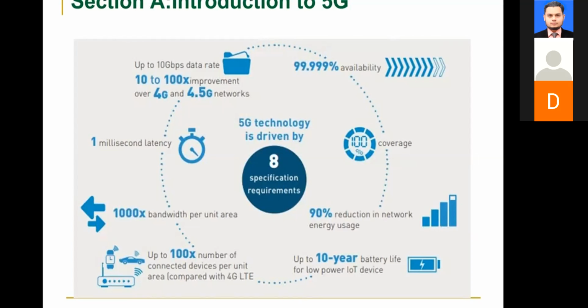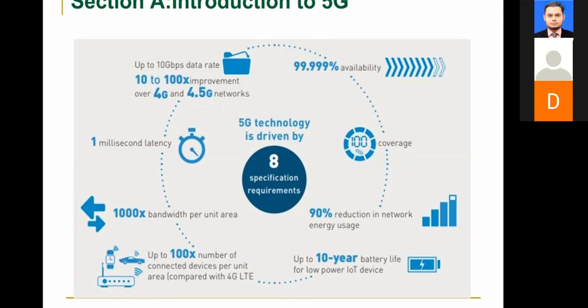Later, we are moving toward the left part of this screen. On the left side of the bottom, it shows up to 100 times the number of connected devices per unit area compared with 4G. For example, if you live in an area of 1 kilometer by 1 kilometer and you support, let's say, 500 users, in case of 5G it can support around 50,000 or 1 lakh different IoT sensors within that area.